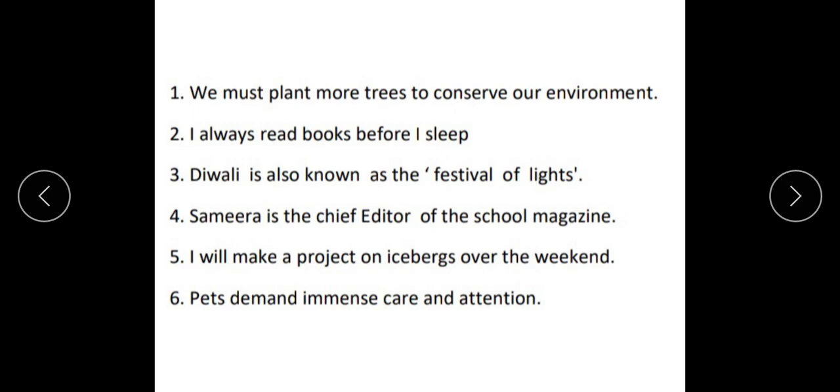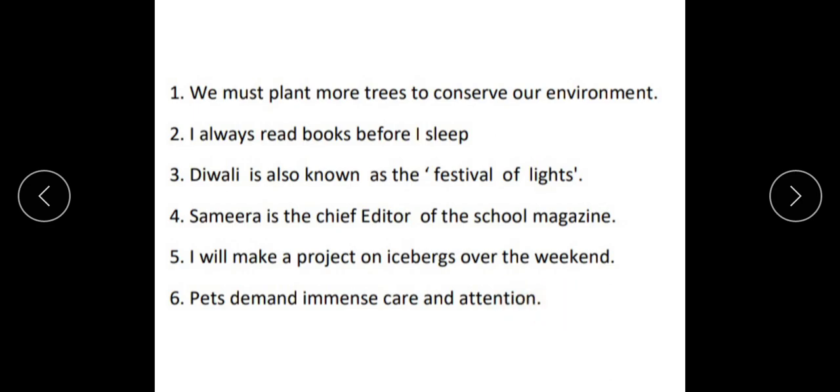The third word given is festival. Diwali is also known as the Festival of Lights. The fourth word given is editor. Samira is the chief editor of the school magazine. The fifth word given is iceberg. I will make a project on icebergs over the weekend. Pets. Pets demand immense care and attention.